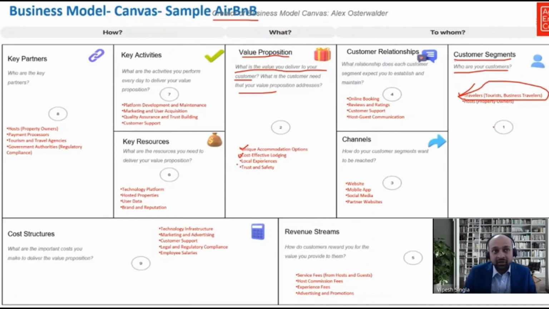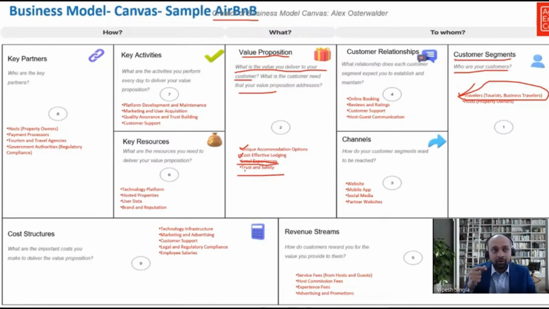Then you have the local experiences, trust and safety. I'll just remove local experiences because this is not relevant to the standard Airbnb proposition. This is another proposition they offer. Then the trust and safety.